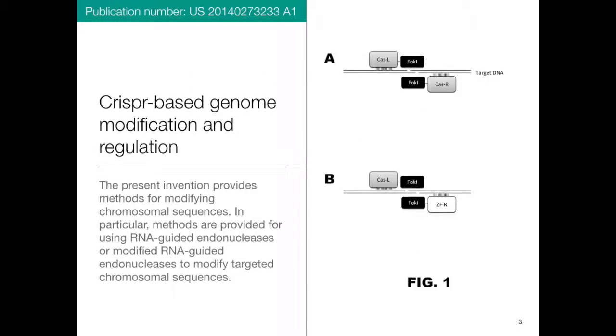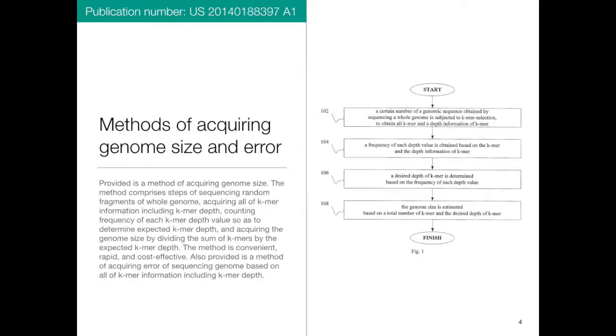Number 2. CRISPR-based genome modification and regulation. The present invention provides methods for modifying chromosomal sequences. In particular, methods are provided for using RNA-guided endonucleases or modified RNA-guided endonucleases to modify targeted chromosomal sequences.